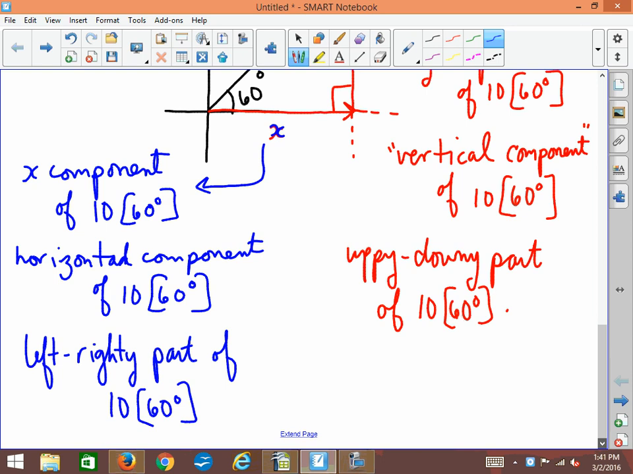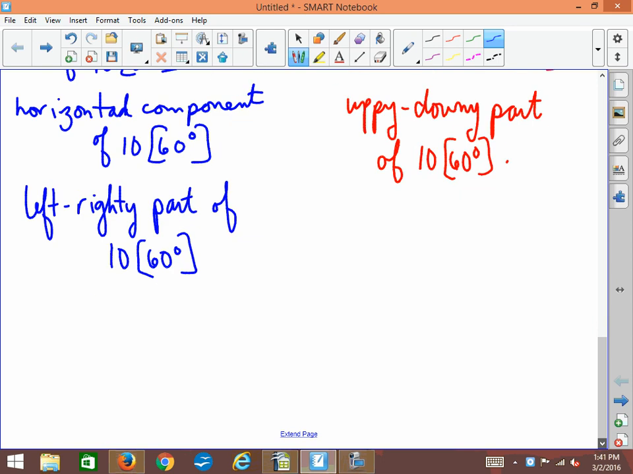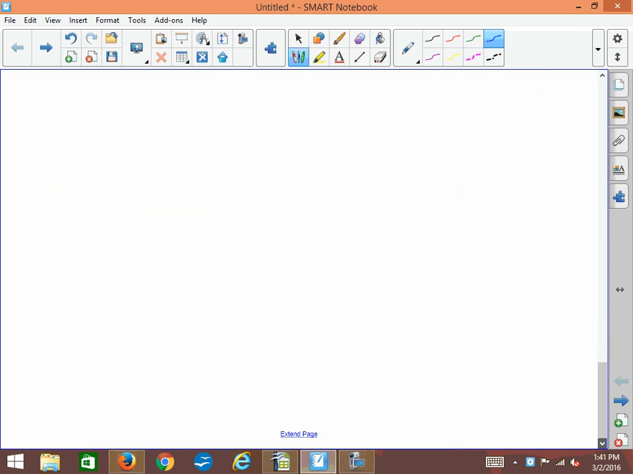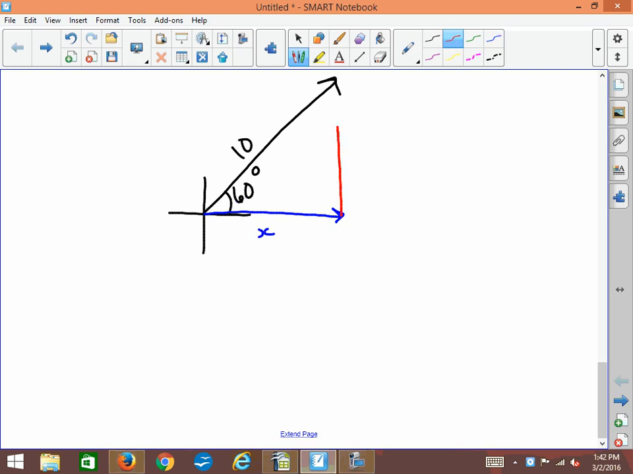Trick now is to figure out if we can figure out how long they are, how much are they worth, do they have a number associated with them. So now that we know what they're called, let's see if we can get a number to go with them. Let's draw the vector one more time. 10, 60 degrees. In blue I'll draw Mr. X right here. There he is, X. And in red I'll draw Mr. Y so we can see them separately.